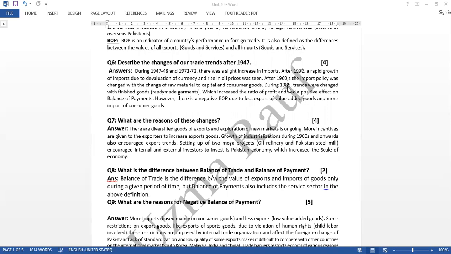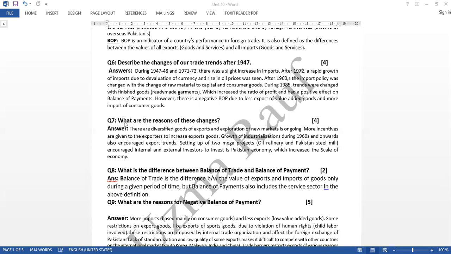During 1985, trends were changed with finished goods like ready-made garments, which increased the ratio of profit and had a positive effect on balance of payments. However, there is a negative balance of payment due to less export of value-added goods and more import of consumer goods. Right?